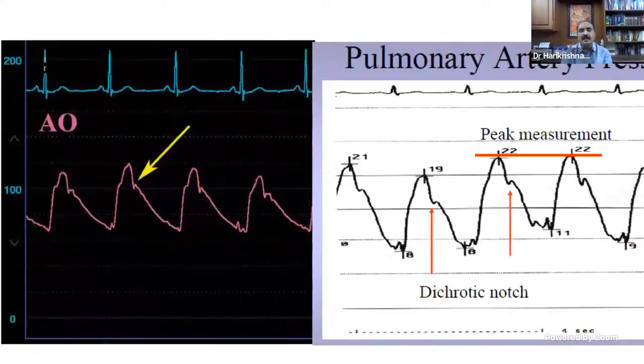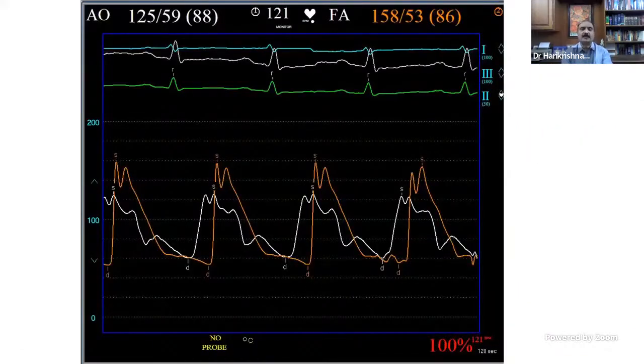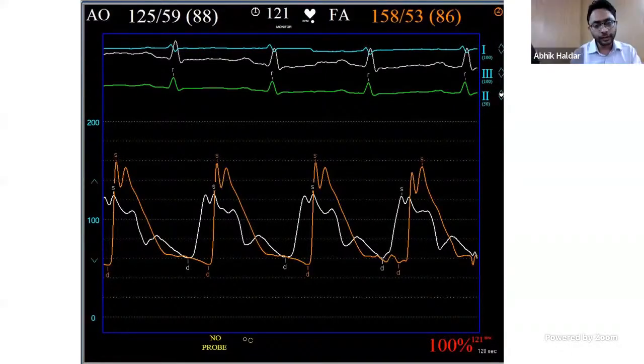Now we will go to the arterial waveforms. So arterial waveforms have a single pressure waveform per cardiac cycle. You know the dicrotic notch, etc. You should know the peak pressures, systolic and diastolic. We'll come to all those discussions subsequently. So these are two pressure tracings, the white and the red. Can you tell me which is the central aortic pressure and which is the peripheral pressure? White is the central aortic pressure and red is the peripheral arterial pressure.